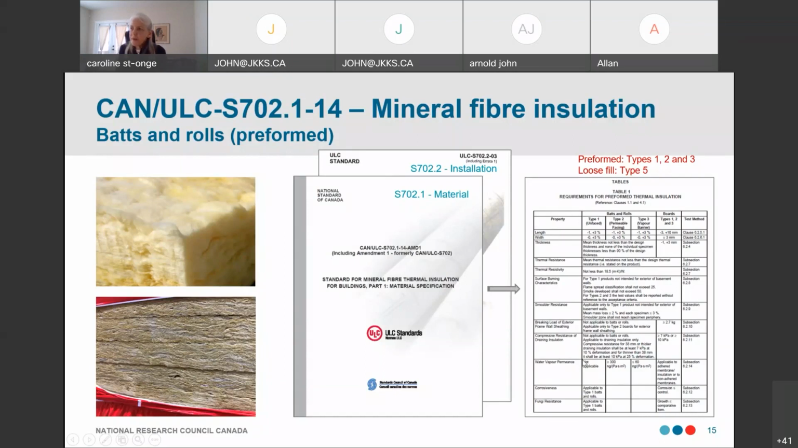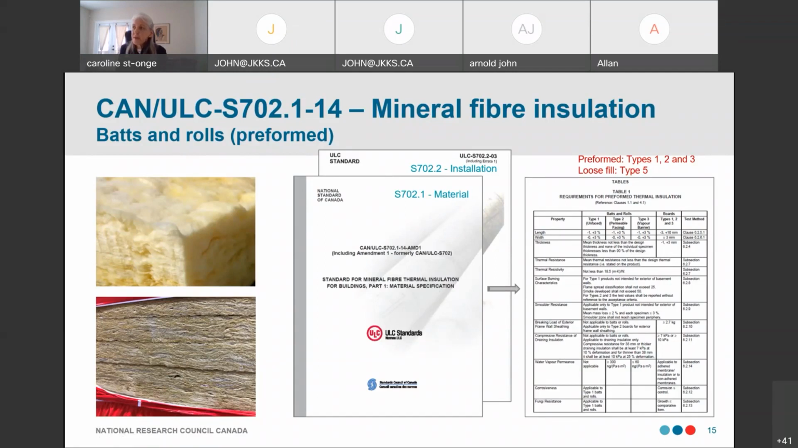So I won't go over all of these. There's always thermal resistance, of course. Water vapor permeance. In this case, we have fungi resistance, corrosiveness, smoldering resistance, and so on. The standard classifies mineral fiber in multiple types.